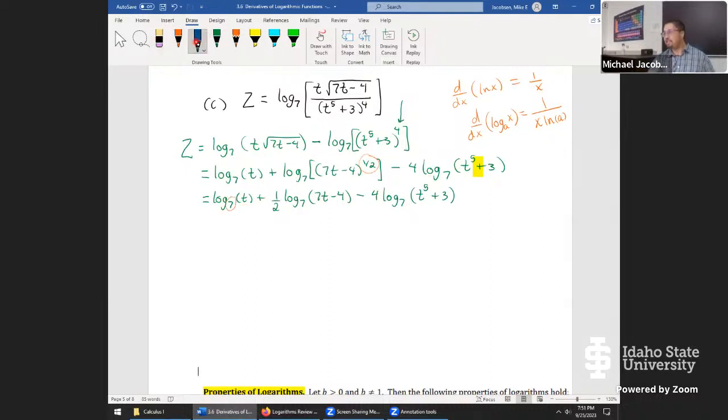So let's go and differentiate. The derivative of z with respect to t, now is an appropriate time to write that in, goes like this. We're just going to go left to right and differentiate as we see them. First, it's log base 7 of t. This will be 1 over t times the natural log of 7. And that's this formula right here. Does that make sense to folks so far?